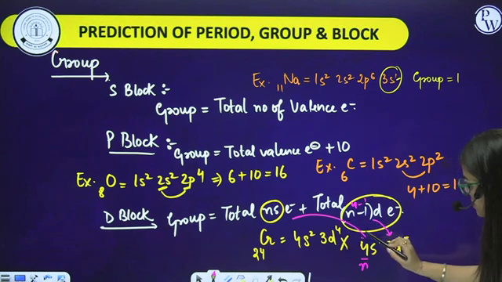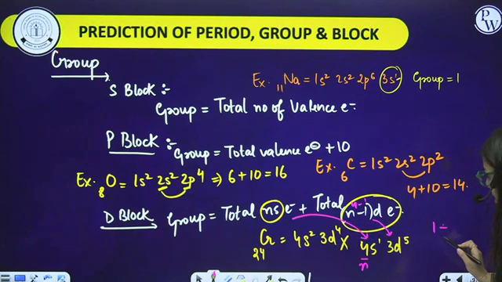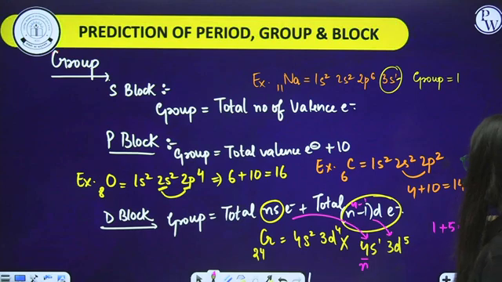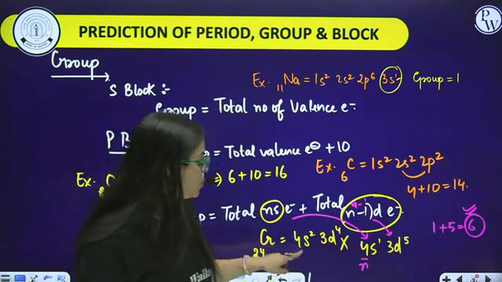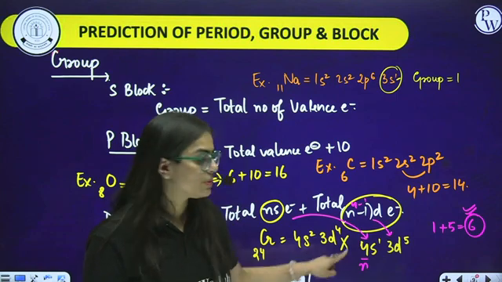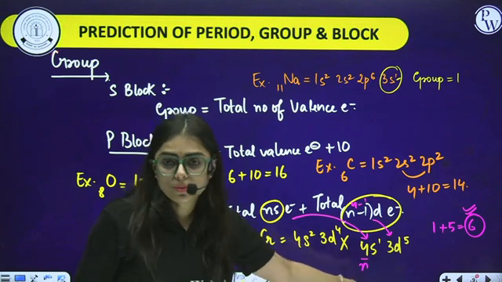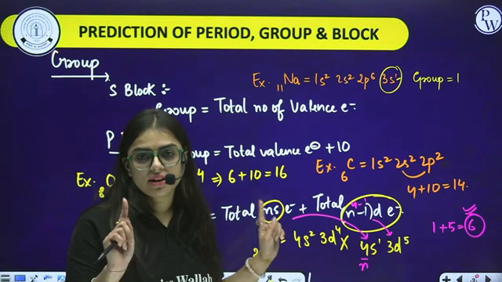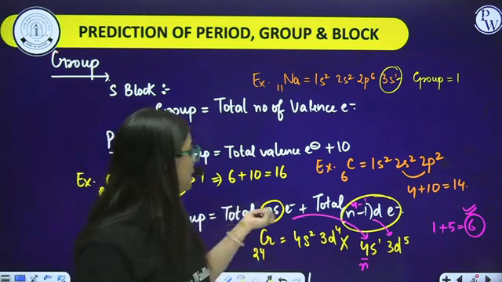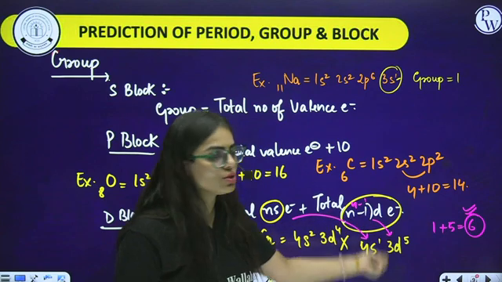This is ns electrons. So ns electrons is 1 plus (n minus 1)d electrons. That means 3d electrons is 5. So this comes out to be what? 6th. That means it belongs to which group? It belongs to the 6th group. Clear, everyone? This was assumed to be the electronic configuration, but there was an exception. The outermost electronic configuration came out to be 4s1 3d5. Here it is not referred to as the outermost shell; it is referred to as total ns electrons plus total (n minus 1)d electrons.